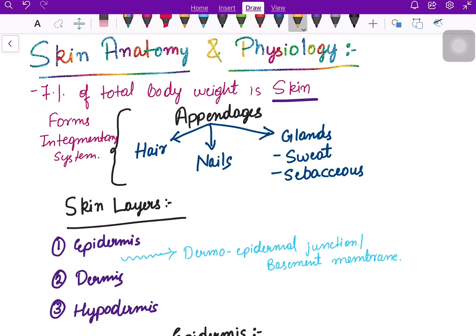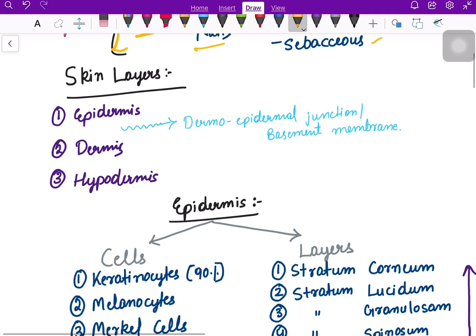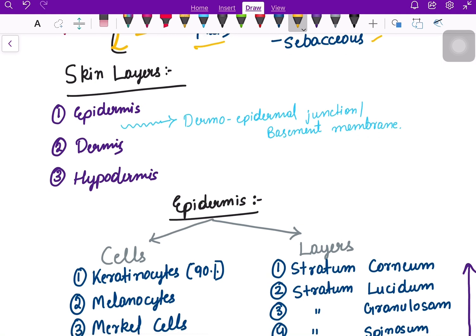7% of the total body weight is the skin, and there are appendages like the hair, nails, and glands such as sweat glands and sebaceous glands. All these together form the integumentary system. Then coming to the skin layers, there are basically three layers. The uppermost is the epidermis, then comes the dermis, then the hypodermis.